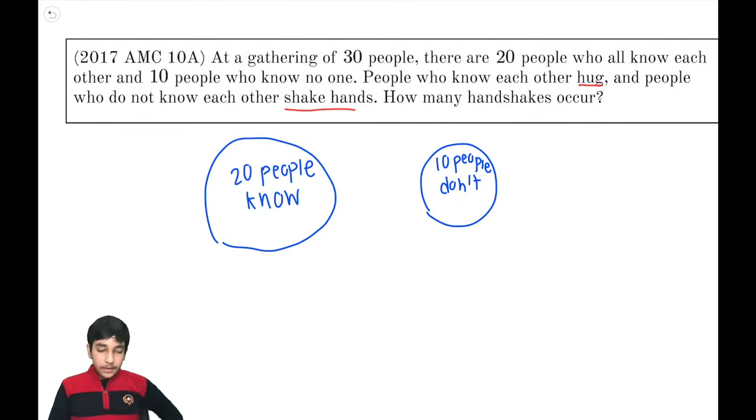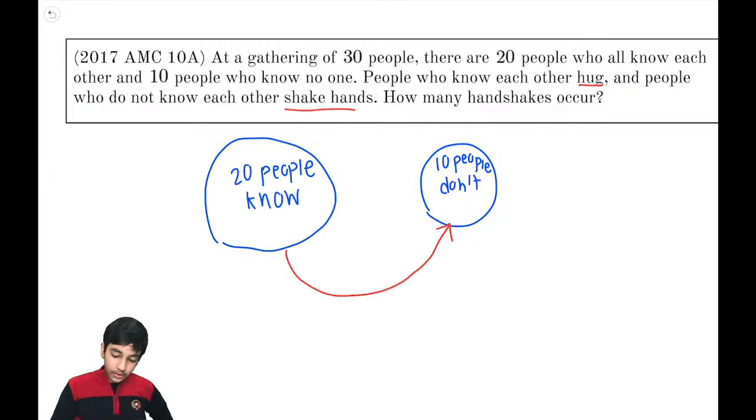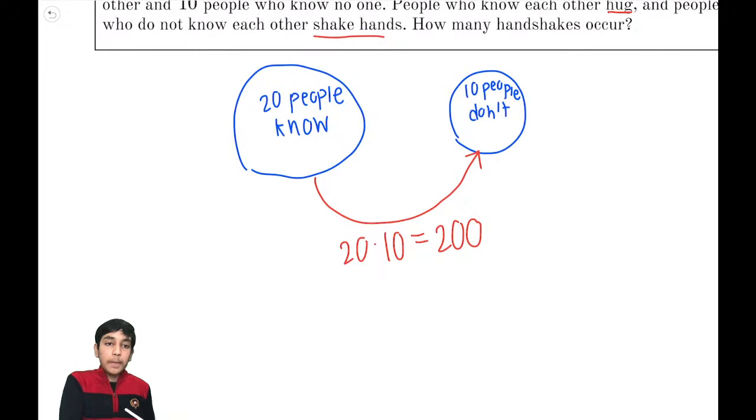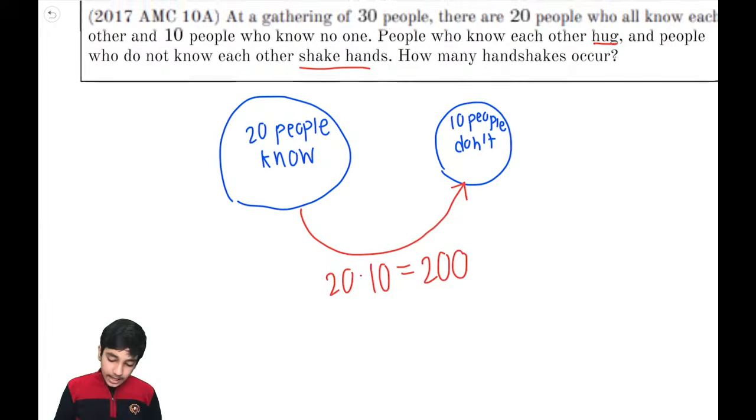Now, as you can see here, the 20 people who do know each other can each shake hands with a person from the people who don't know each other. So it's going to be 20 times 10, or 200. Because each of those 20 people who know each other can shake hands with each of the 10 people who don't know each other. Okay, so that's 200 ways for that.